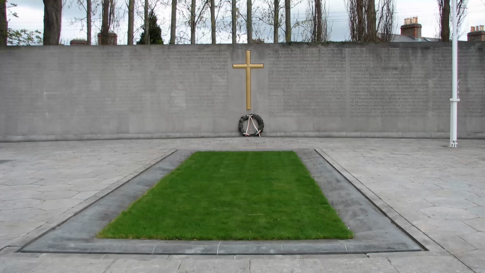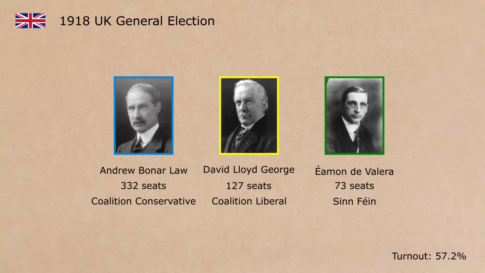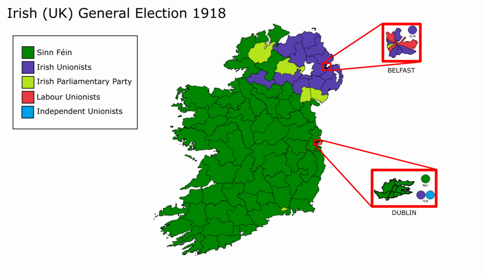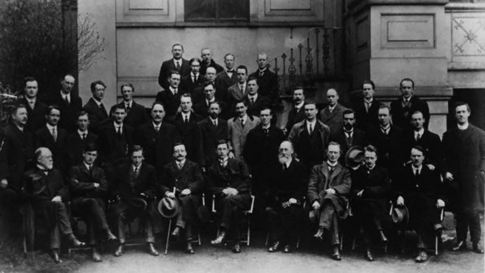In the 1918 UK general election, an Irish political party called Sinn Féin, who supported Irish independence, and many of whose members had participated in the Easter Rising, won 73 of the 105 Irish seats at the British Parliament. But they chose to not take their seats at the British Parliament and instead decided to form their own Irish Parliament and proclaim an Irish Republic as a newly independent country.